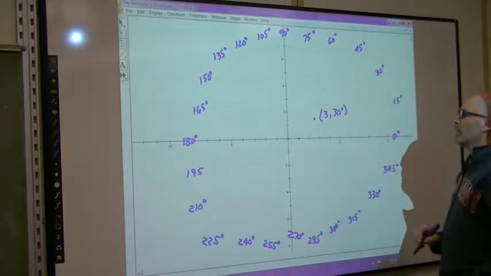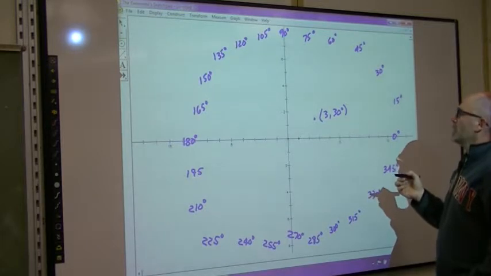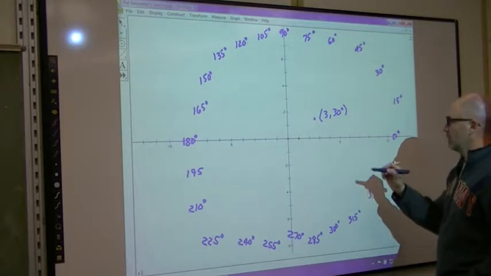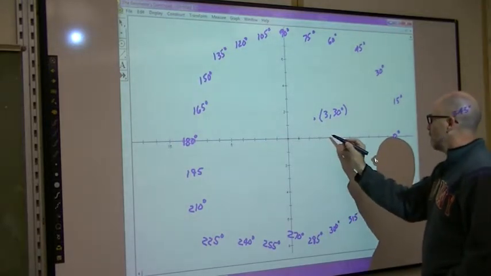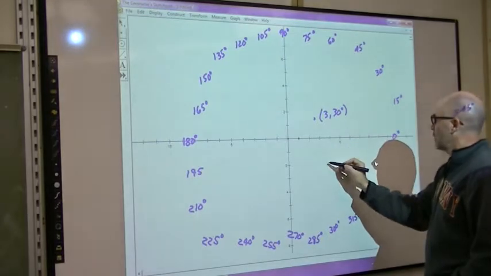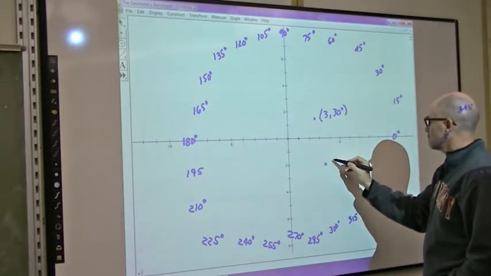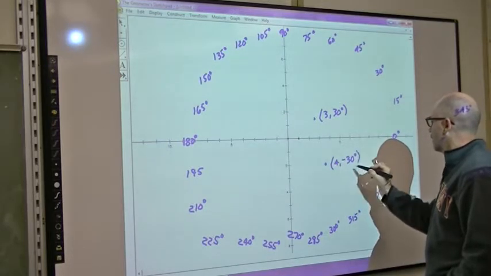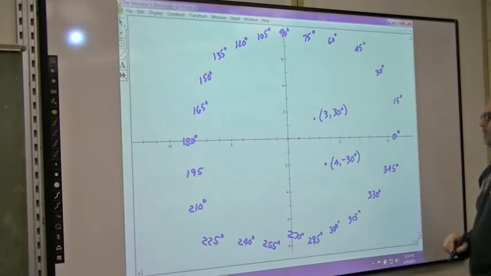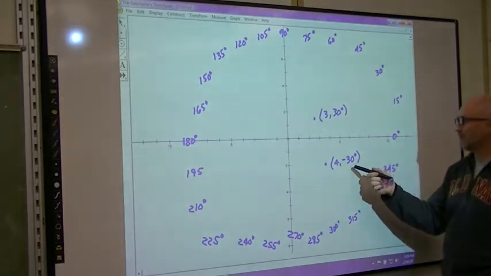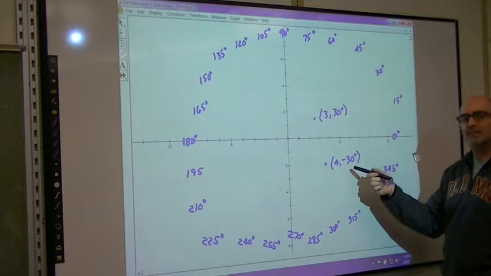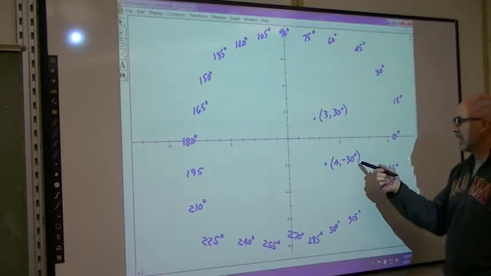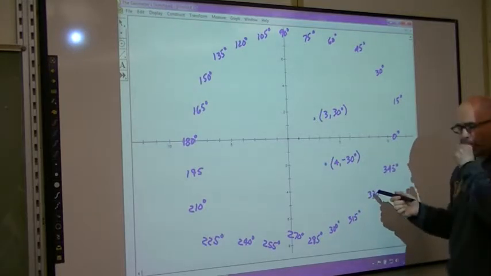Now, if I wanted to show the point, let's say (4, negative 30 degrees), here would be 1, 2, 3, 4 in the negative 30 degree direction. There's (4, negative 30 degrees). Clearly you can see that we could also have named this angle (4, 330). So (4, negative 30) or (4, 330) is the same thing.